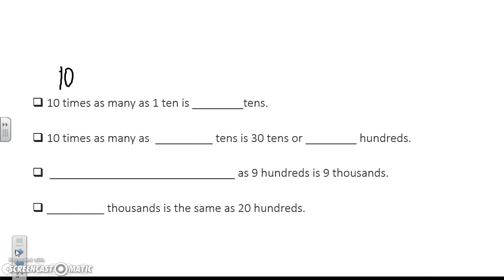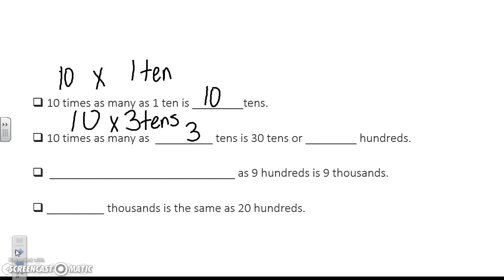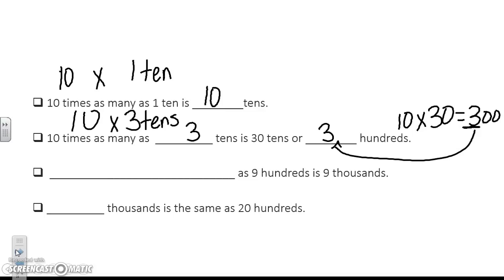So, 10 times as many as 1 ten is 10 tens. Okay, 10 times as many as 1 ten is 10 tens. 10 times 3 tens is 30 tens, or 3 hundreds. Okay, because 10 times 30 is 300, or 3 in the hundreds place. All right?